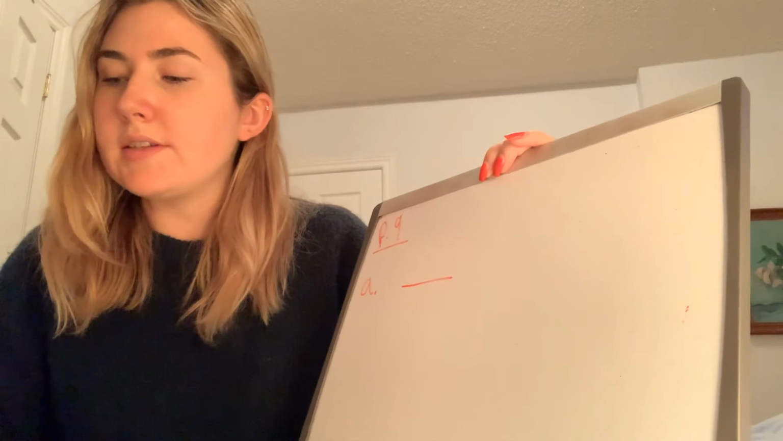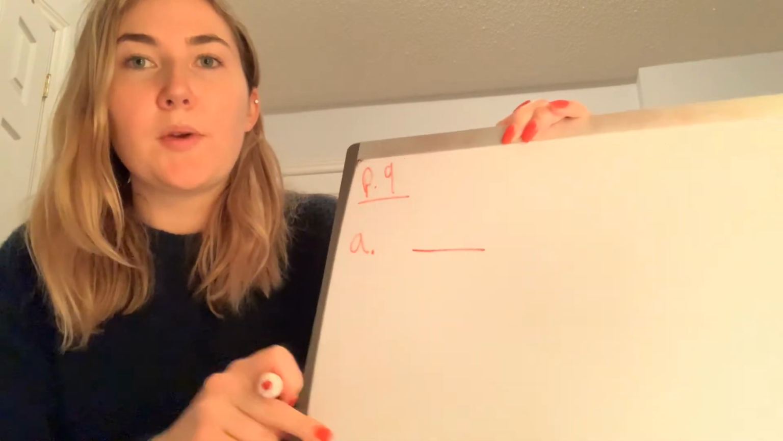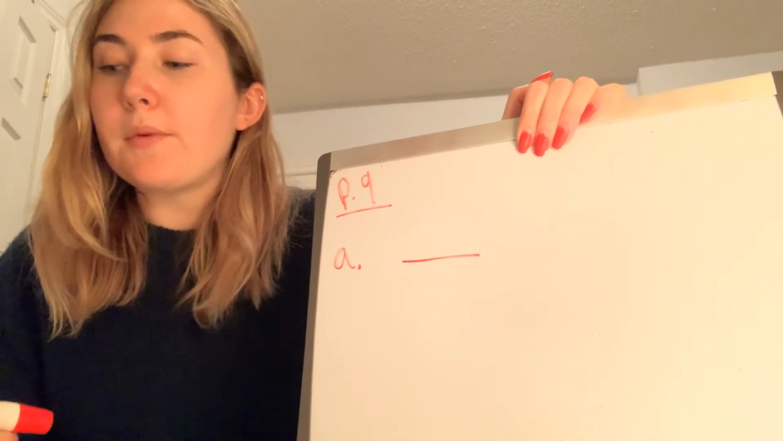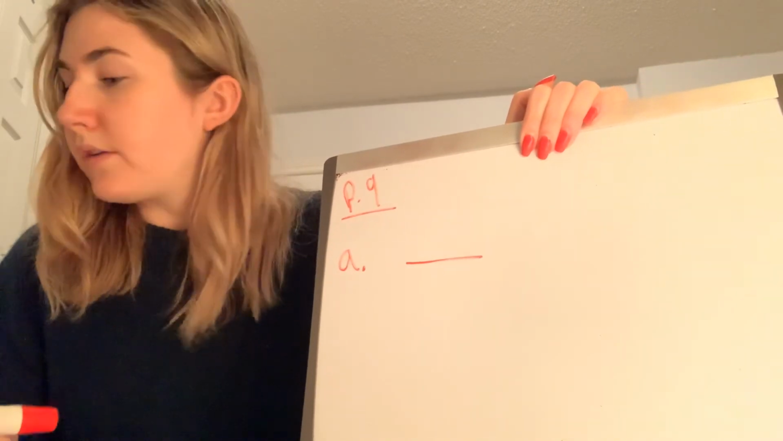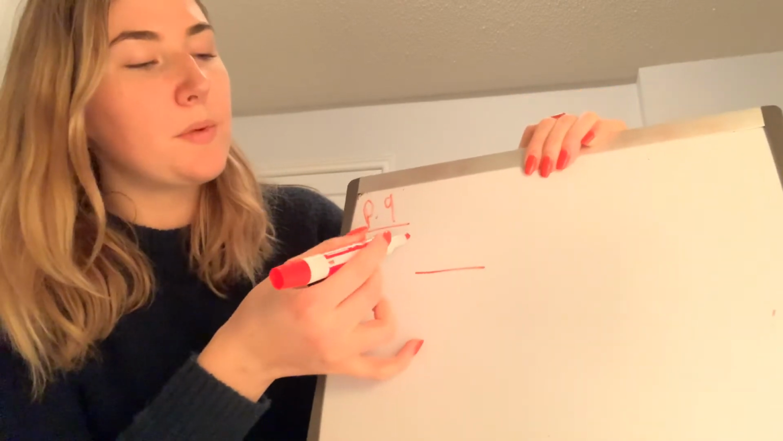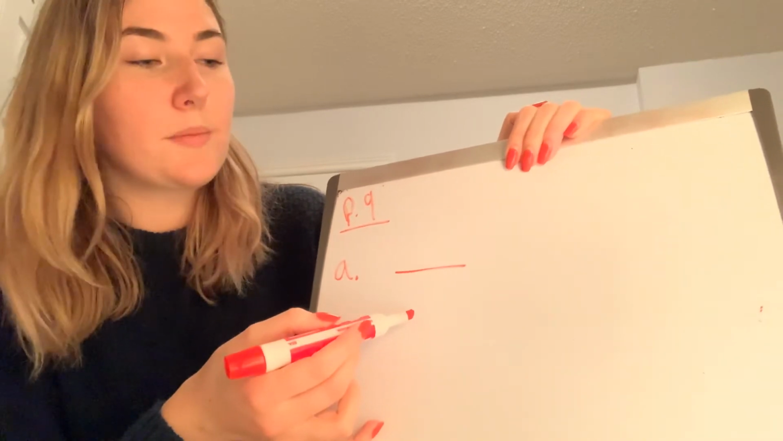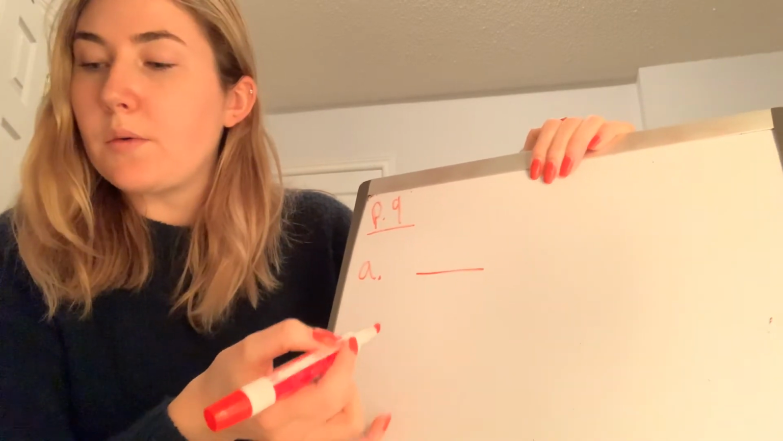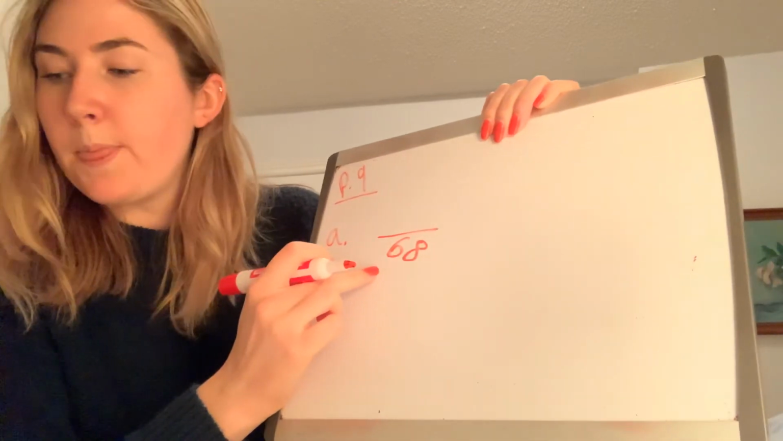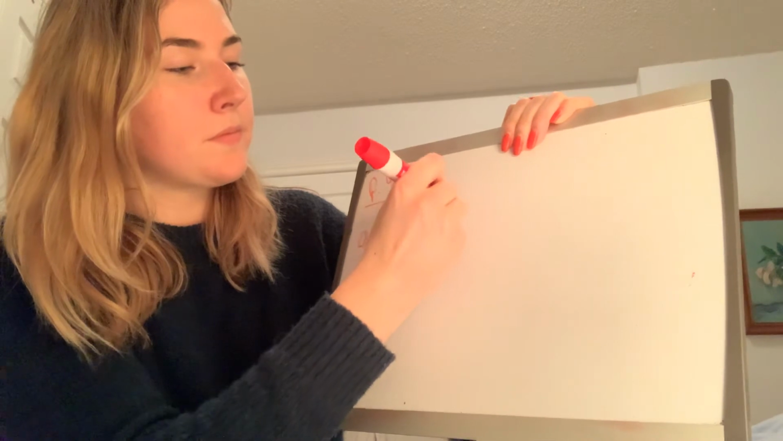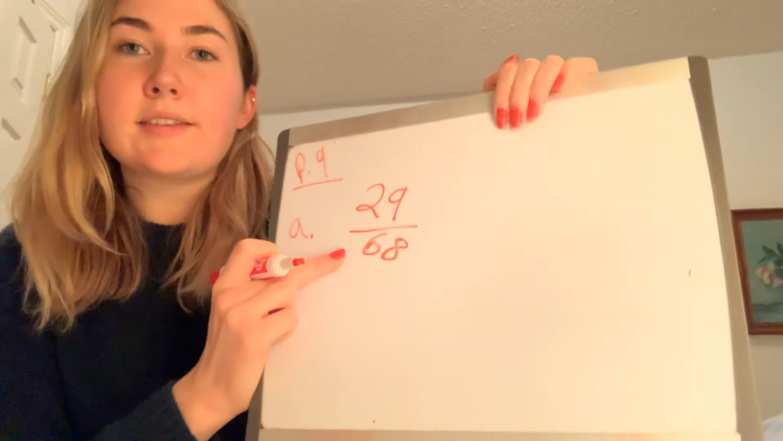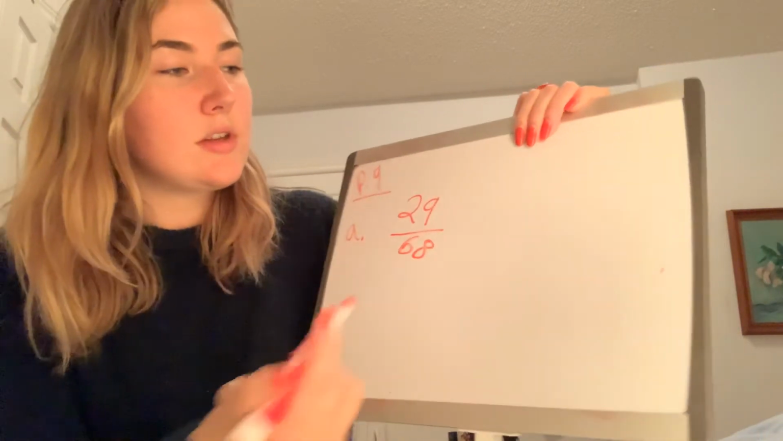The numbers are 68 and 29. So remember, some of our rules, if the fraction is less than 1, the number that's smaller goes on the top, and the bottom number must be larger than the top number because it's less than 1. So we have our numbers, we have 68. Since it's larger, it'll be on the bottom. And then we have 29.